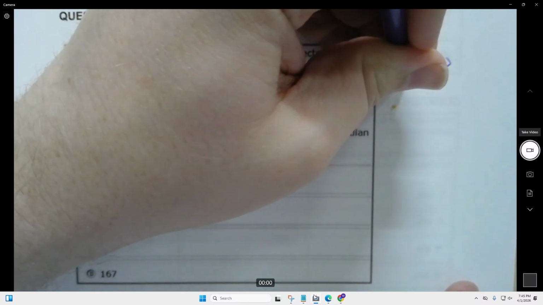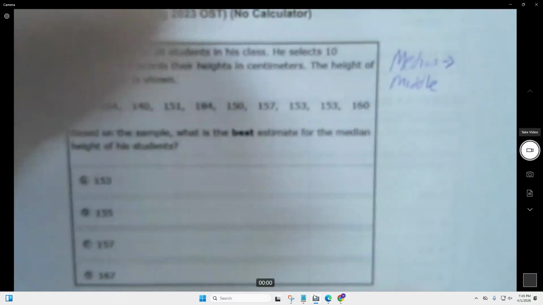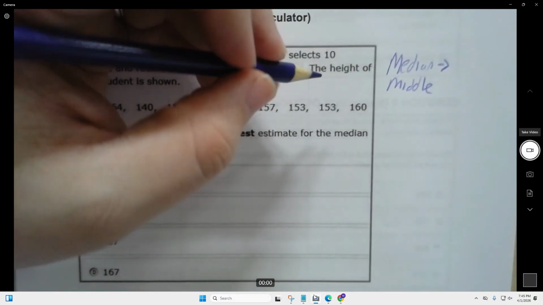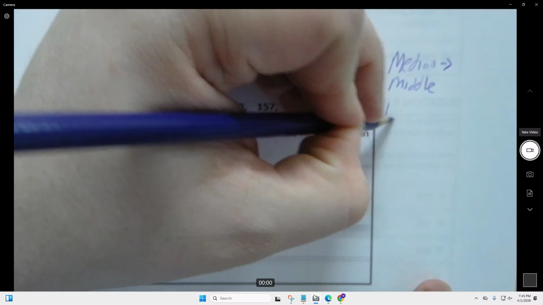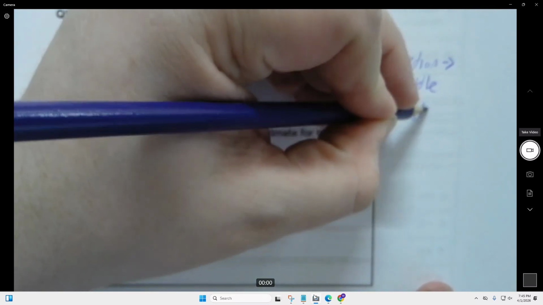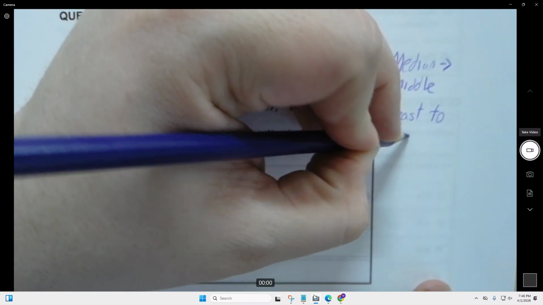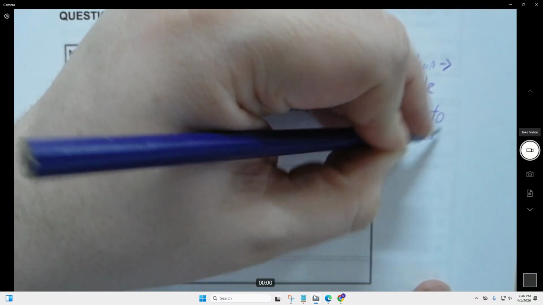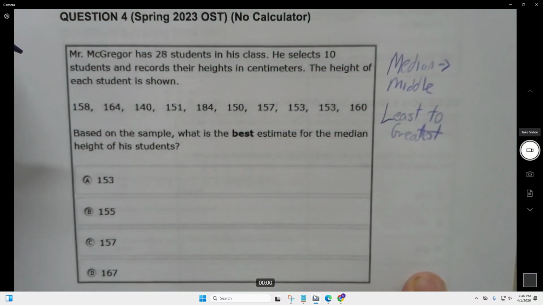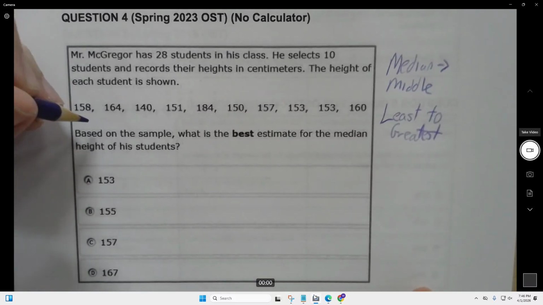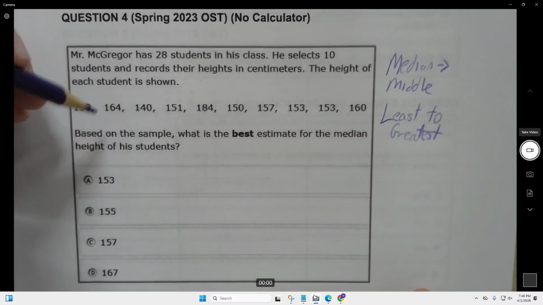So, median. Median is the middle, okay? However, you can only calculate the median if your values are listed from least to greatest. Your values have to be listed from smallest to largest. So, we have to put these in order.